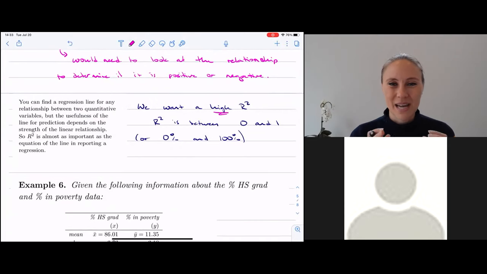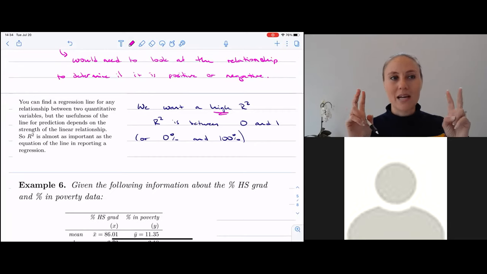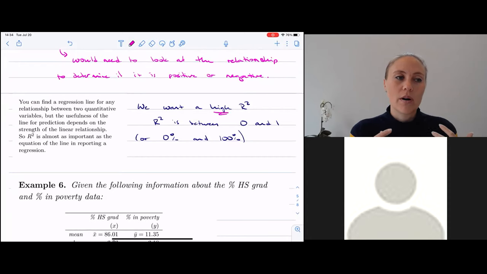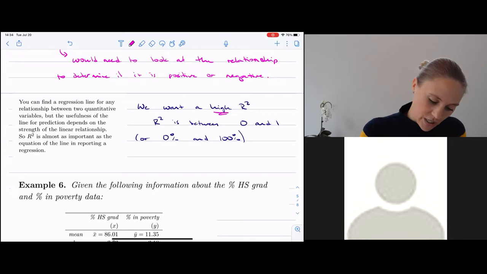Now, it depends on the data that you have and the scenario. Some fields are happy with an R squared of anything like 30%, whereas other fields would be really disappointed with an R squared of 80%, for example. That's tricky, but depending on your field, you'll get a sense of what's a good R squared and what's a bad R squared. In general, we're looking for as high an R squared as possible. And it is a percentage, but for our calculations, you should be using a decimal version.